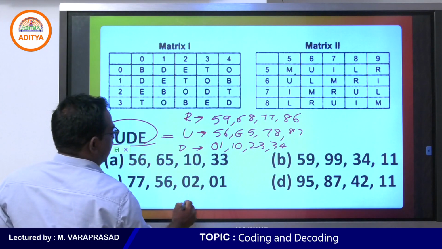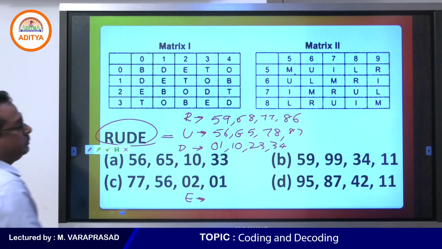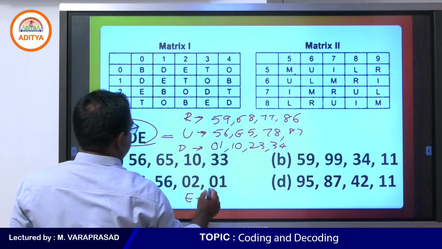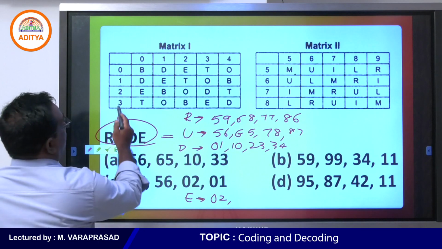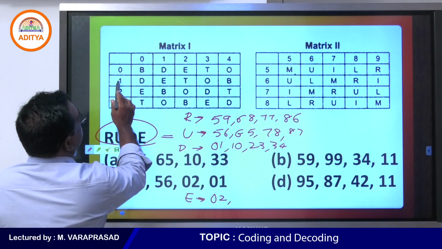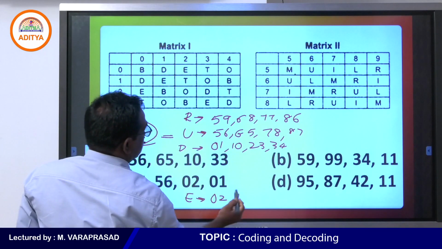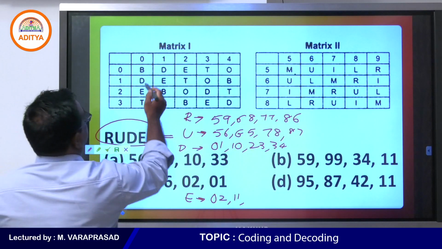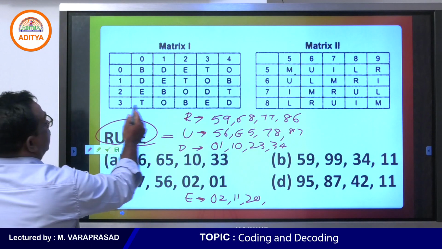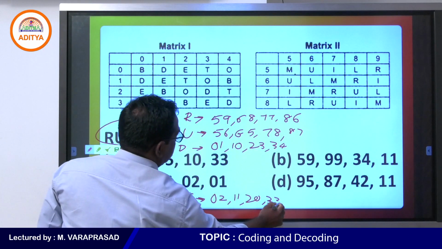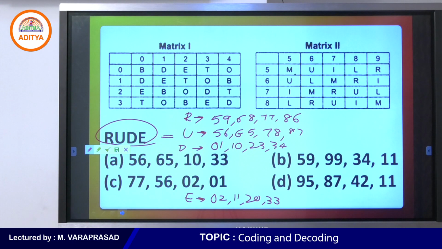Next, E can be written in how many ways? E is 02. Next, E is 11. Next, E 20. Next, E 33. Once you get everything, what option will you get as the correct answer?